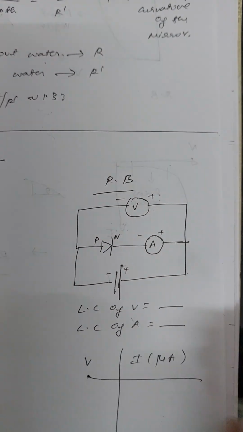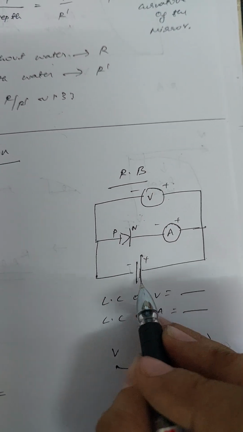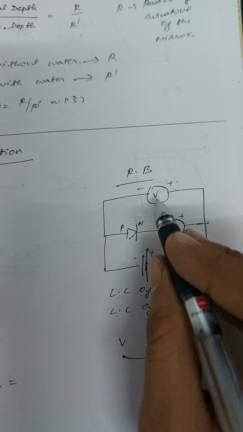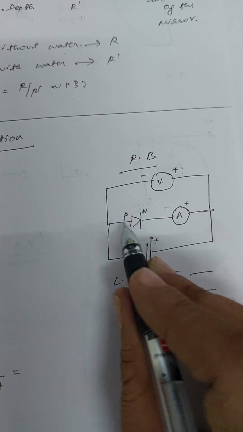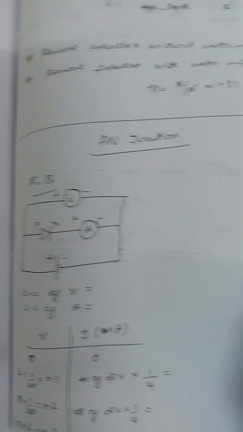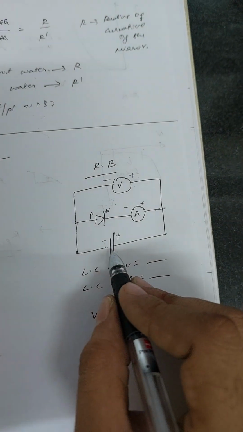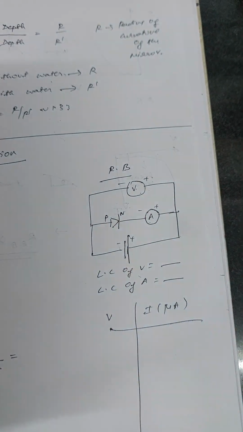In the reverse bias, you just flip the battery, that's all. And also the ammeter and voltmeter. So in the reverse bias, the P type of the diode is connected to the negative end of the battery, unlike in the forward bias. And the current is negative, voltage is negative.